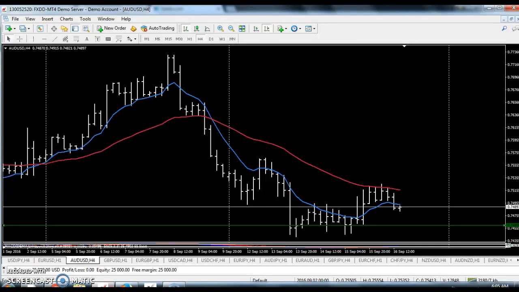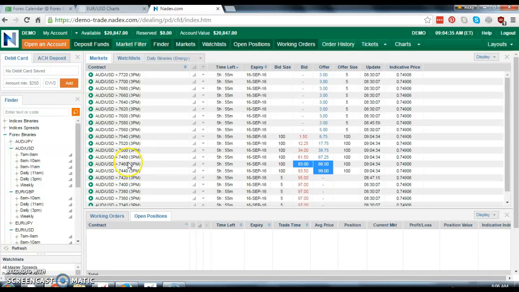I was looking at the Aussie US dollar here. It's in a downtrend. It corrected a little bit of symmetry here, and this strike price right here of 74.60, right now I am about 29 pips away from it. Okay, I can grab this strike price right here, bounce over to Nadex, 74.60.